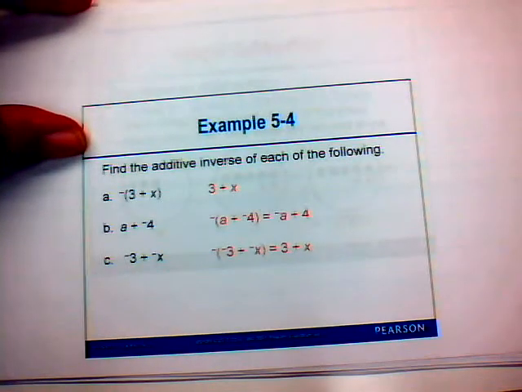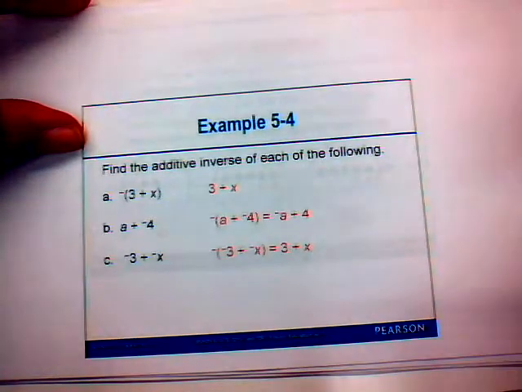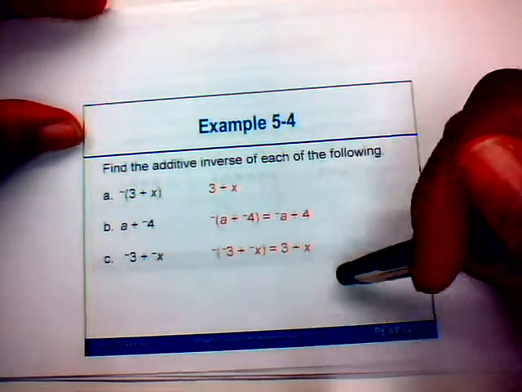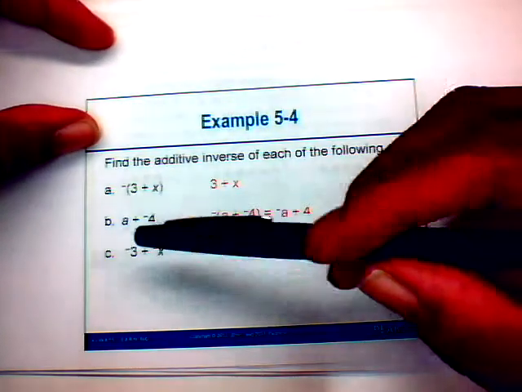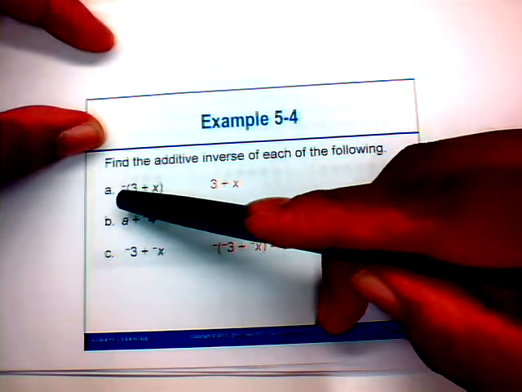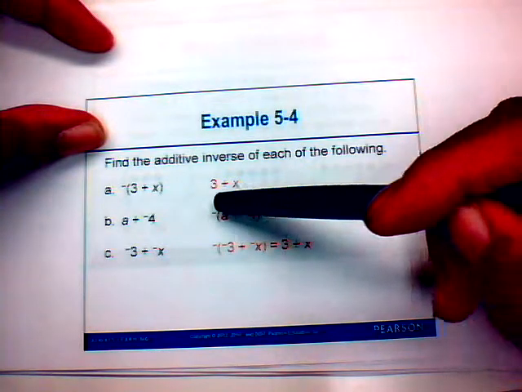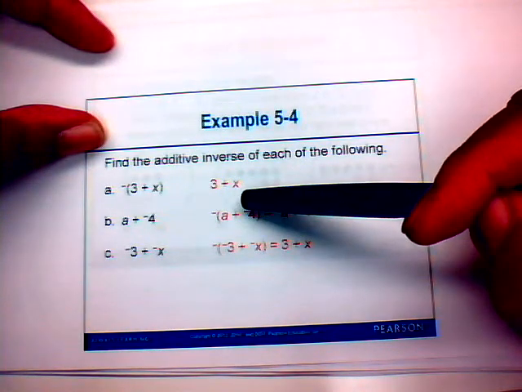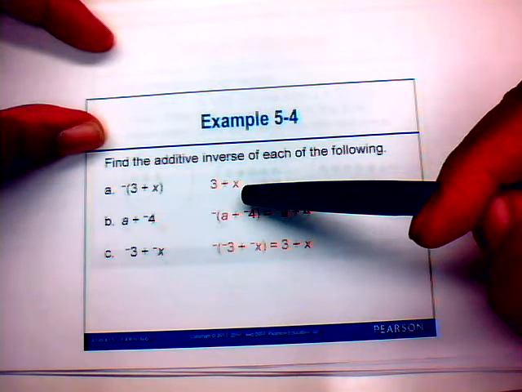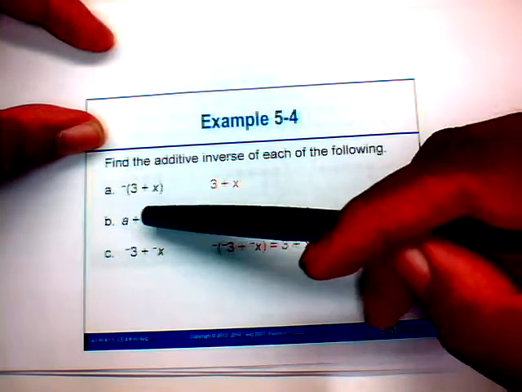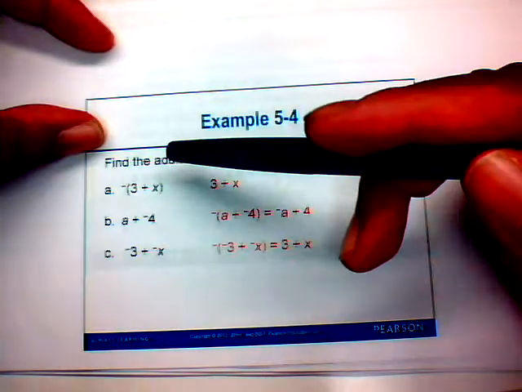And here are some examples of just that. The opposite of the sum of 3 and x, and we're finding the additive inverse. Well, if we drop off this negative, you're going to end up with just simply 3 plus x. That is the additive inverse, or the opposite of negative, in parentheses, 3 plus x.